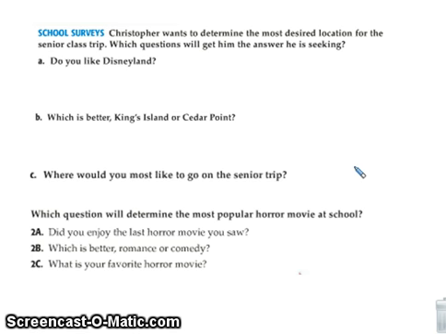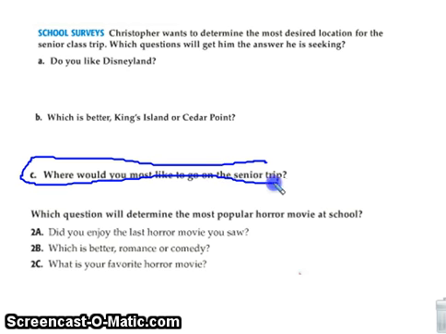Definitely, do you like Disneyland is going to prompt most people to say, yes, let's go to Disneyland. Which is better, Kings Island or Cedar Point? If you go and ask 100 teenagers that, most of them are going to choose between the two. They're not going to say, oh no, I want to go to this place. But where would you most like to go on the senior trip? That's going to be our most unbiased question.